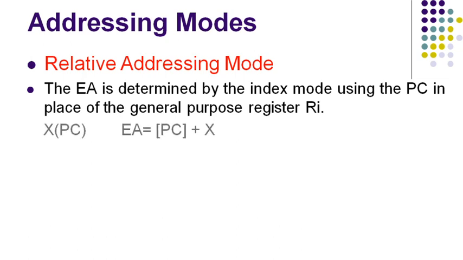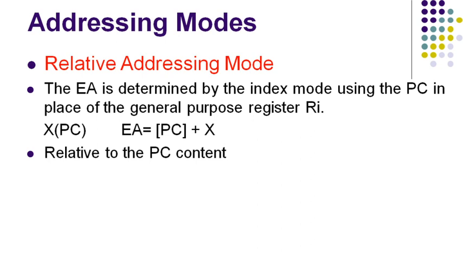Now let us understand the next addressing mode, that is relative addressing. We have defined the index mode, the previous addressing mode, using a general purpose processor register. A useful version of this mode can be obtained if the program counter, that is PC, is used instead of a general purpose register. Then X(PC) can be used to address a memory location that is X bytes away from the location presently pointed to by the program counter.